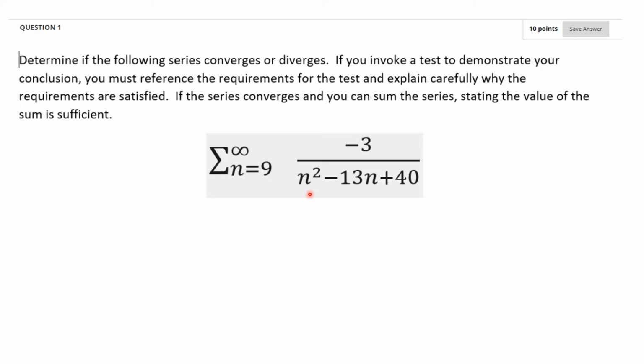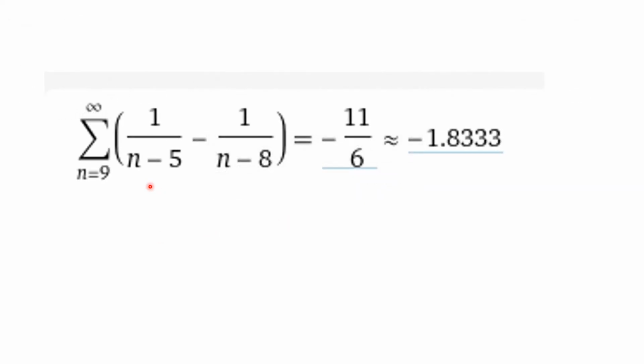The best way to do this problem was the way I did it, and here it is. This is a telescoping series. So you did a partial fraction decomposition of the expression here, and you got 1 over n minus 5 minus 1 over n minus 8.